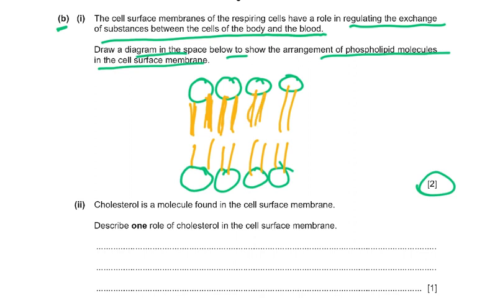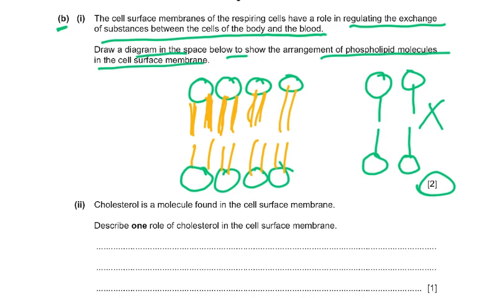Now, I remember checking a paper where a student had done this. He knew there was a phosphate head, but he thought there was just one tail to it. That would be wrong. So 2 marks for showing a bilayer and showing one phosphate head and two fatty acid tails, right?